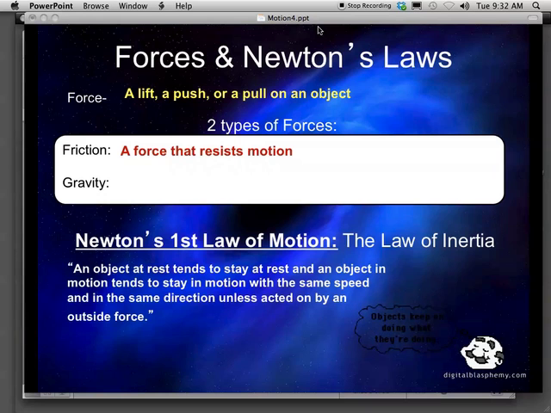Can you still get it to stand still with as much force? It depends on the object and the mass of the object. It depends on several factors.